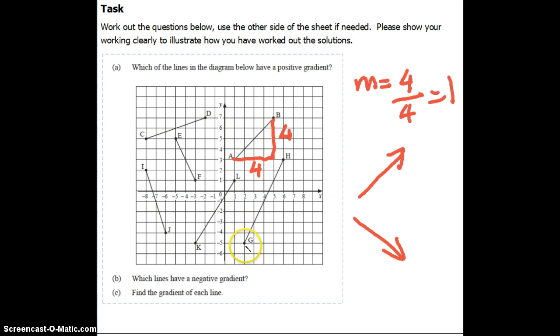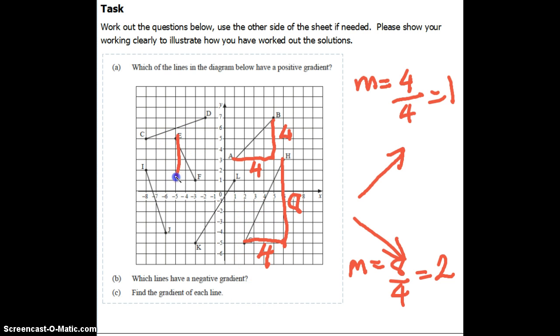If I take the gradient here, if I count the squares across, it's 4. And if I count the squares up, it's 8. So my gradient is the number of squares I need to go up divided by the number of squares I need to go across. 8 divided by 4, the gradient is 2, and I can see that for each square I go across 1, I need to go up 2 squares.